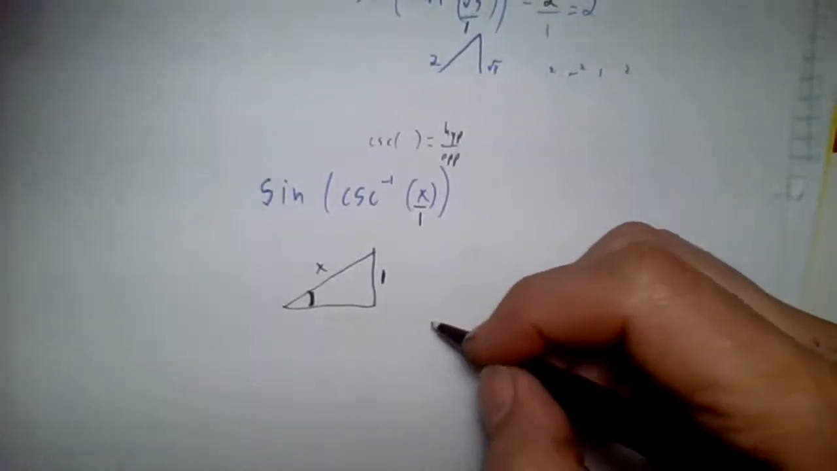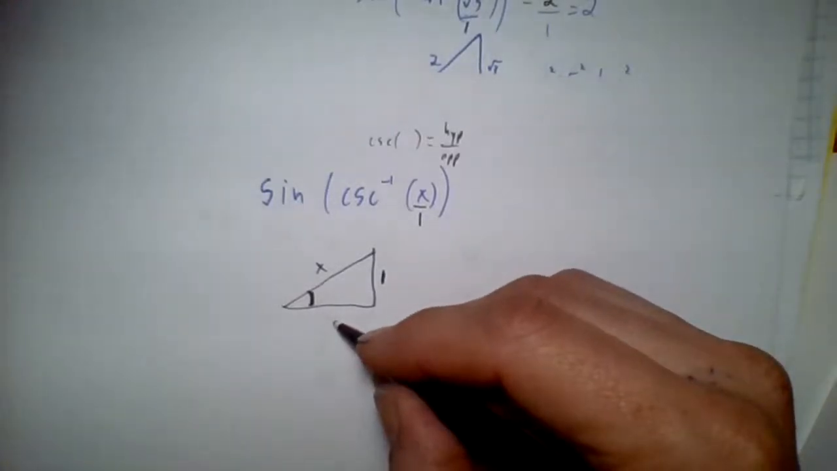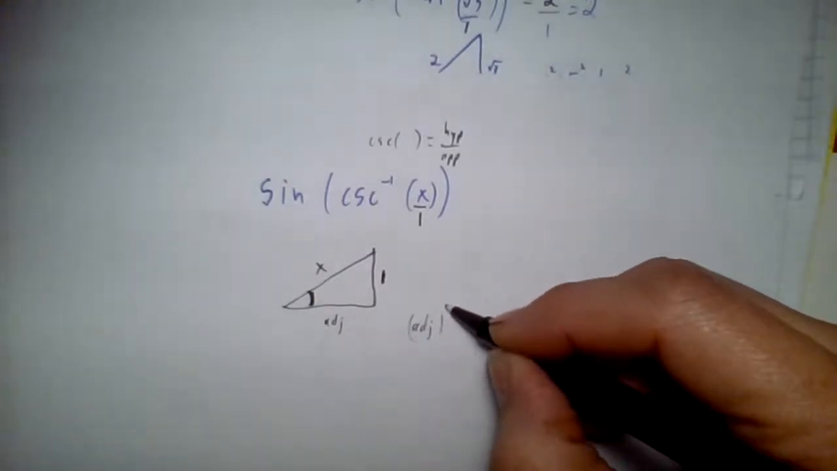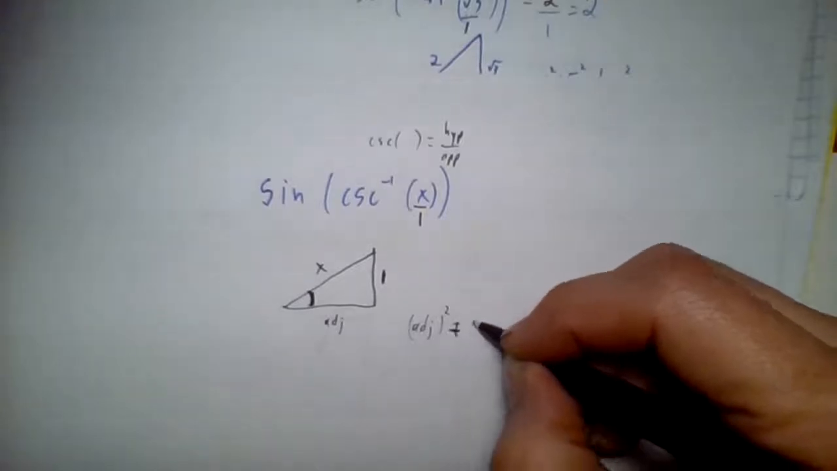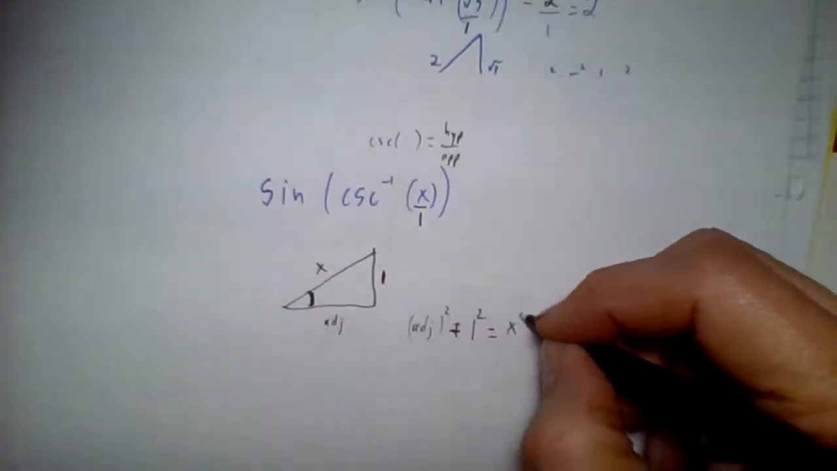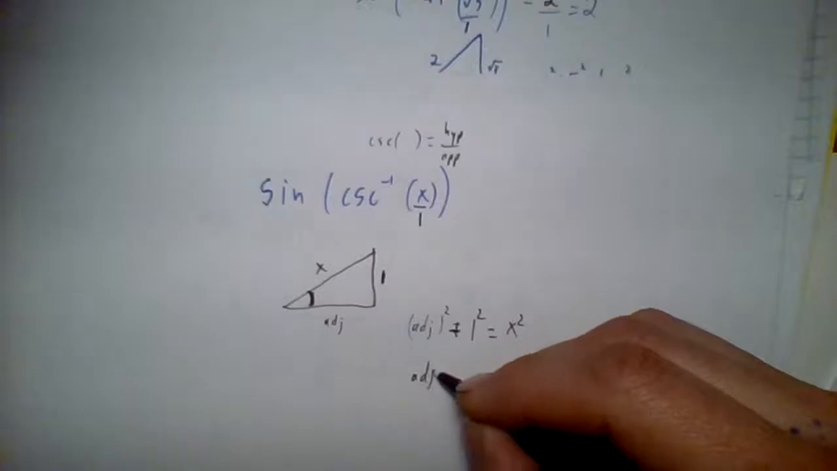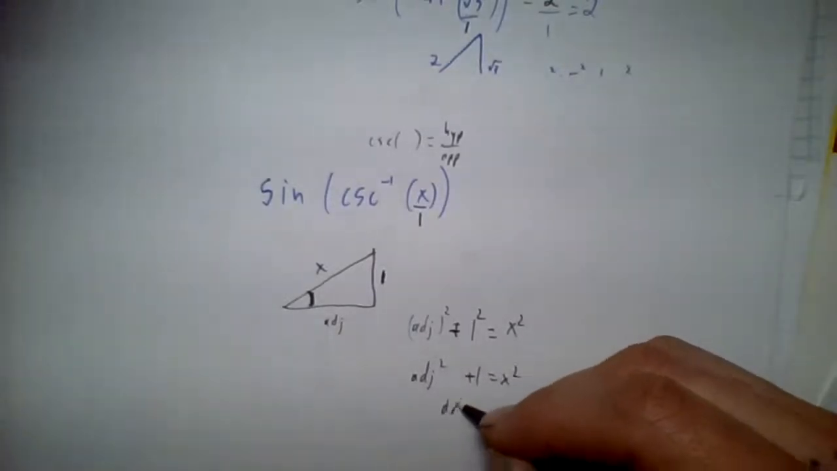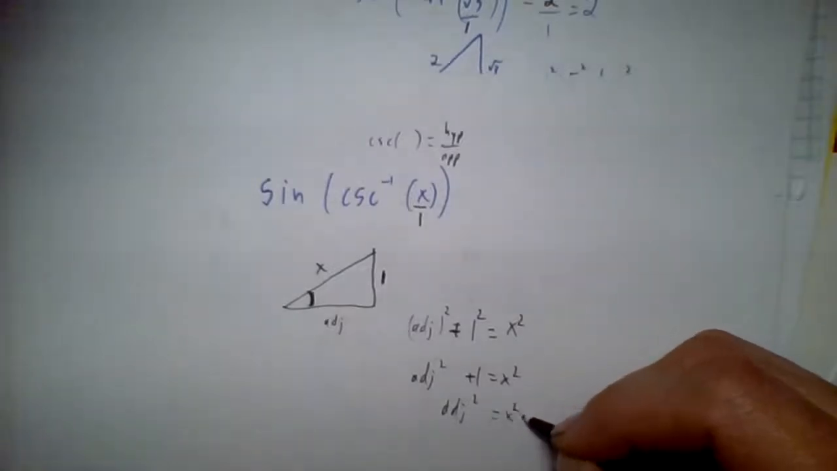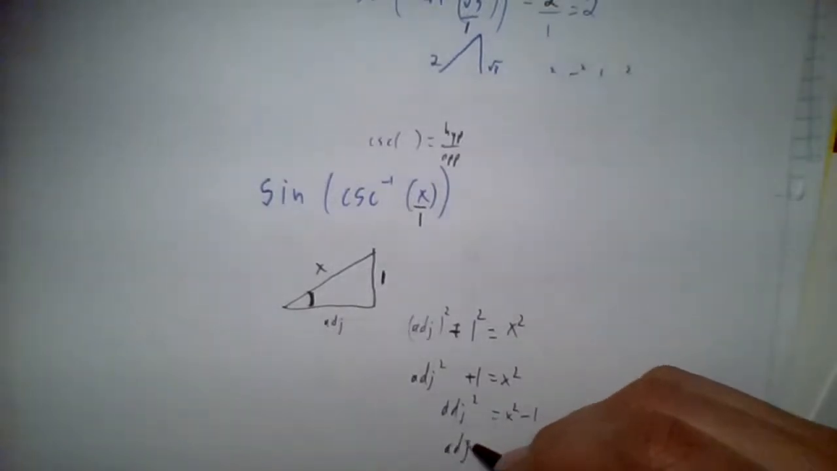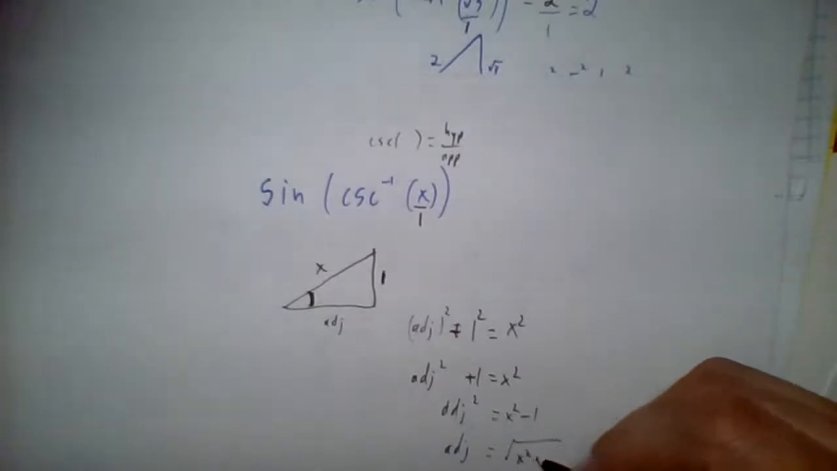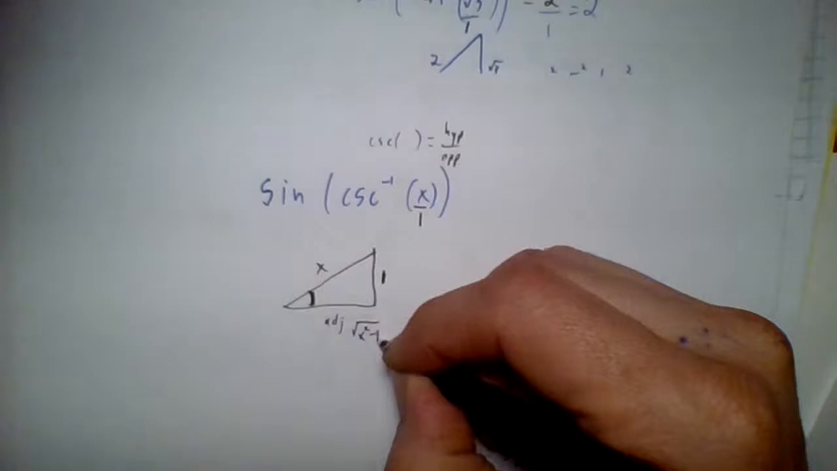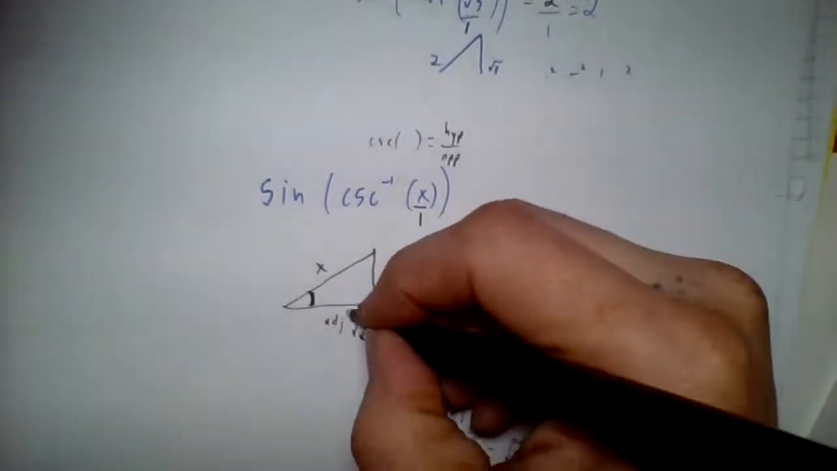And so the third side of the triangle, well, this is my adjacent side. And it turns out that the adjacent squared plus 1 squared has to equal x squared. So the adjacent side squared plus 1 equals x squared. So the adjacent squared is x squared minus 1. So my adjacent side would be the square root of x squared minus 1. Square root of x squared minus 1 is what's going to be here.